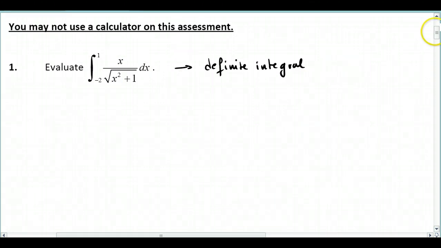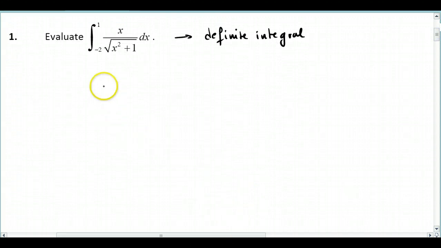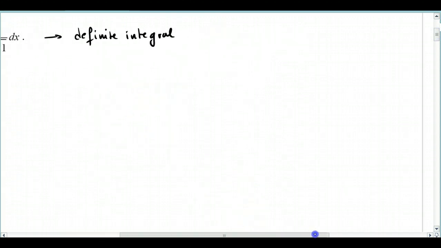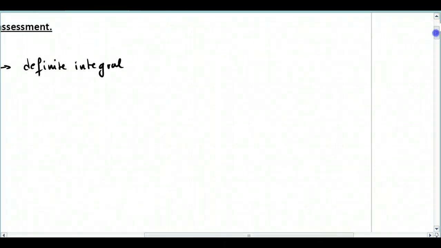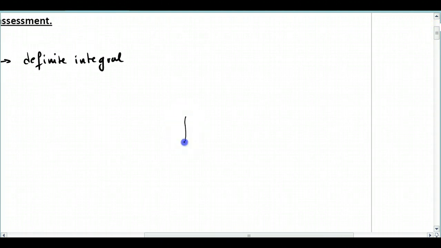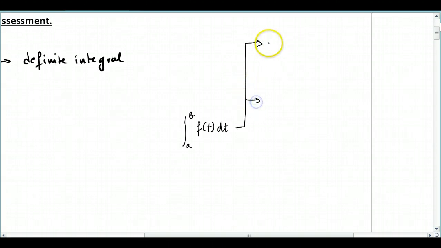4 ways to do that. 4 different ways to evaluate a definite integral here. Let me go right here and let's go over the various ways. If you're given a definite integral, what can you use to evaluate it? So 4 ways. First one is going to be directly. Second one, third and fourth.